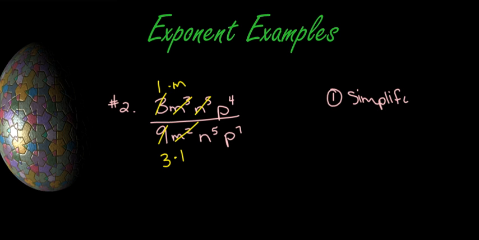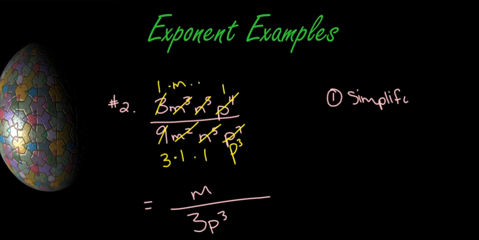The n to the fifths, I've got 5 at the bottom, 5 at the top, so I'm just left with my 1's. Then I have 4 p's at the top, 7 at the bottom, so I'm left with 3 of them at the bottom. Once you do that, all you have to do is write down everything that's left over. We have 1 times m times 1 at the top, so it's just m. Then 3 times p cubed goes at the bottom.